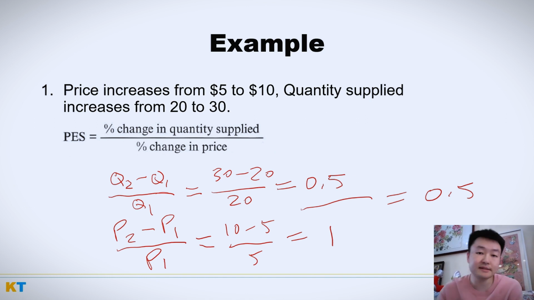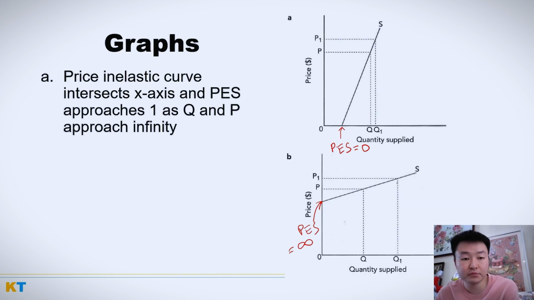So what does that look like graphically? Well, if we're looking at a price inelastic curve, it's a little bit steeper, right? And that makes sense because we're saying that for any given change in price, there should be a smaller change in quantity, right? Because the percentage change in quantity is smaller than the percentage change in price. And so any price inelastic curve will intersect the x-axis, okay? If you see the curve intersect the x-axis, it's going to be inelastic.